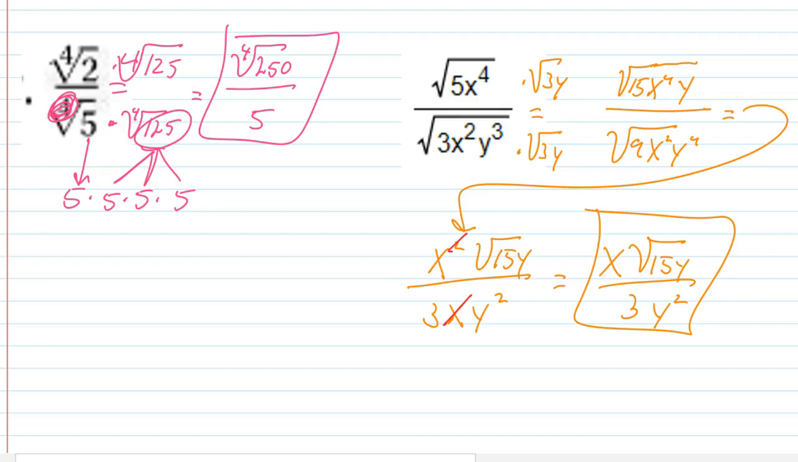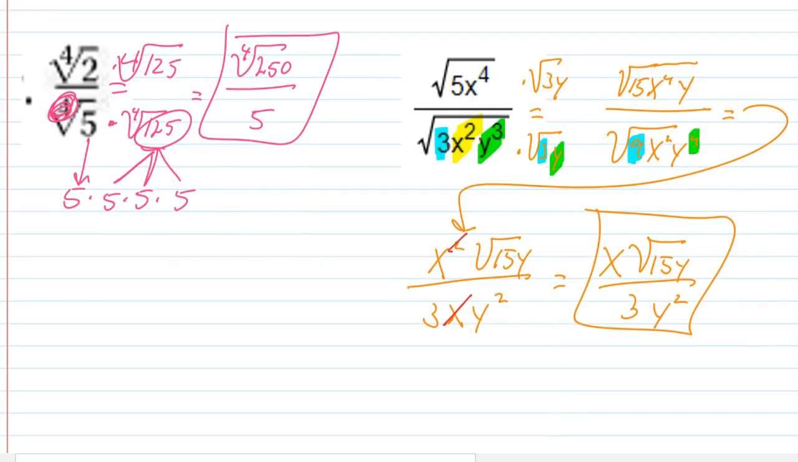The one on the right, you had to be a little bit creative. I already had a perfect square with the x squared. So what I needed is I need to get rid of the 3. So I multiplied by another 3 in order to get 9. Then I almost have a perfect square with the y cubed. I only need one more y to get y to the power of 4. Then I can take the square root. Remember, whatever you do to the bottom, you do to the top.